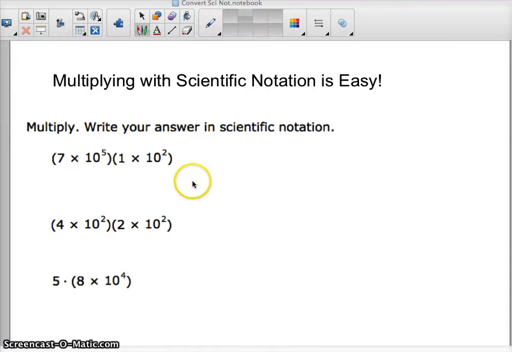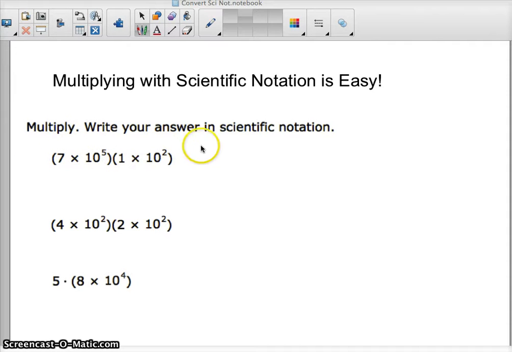Hello students, we're going to talk about how to multiply with scientific notation. Multiplying with scientific notation is often used in science, and it is made very easy because the powers of 10 are all that are used when multiplying. When we multiply with scientific notation, we see that there are regular numbers and powers.